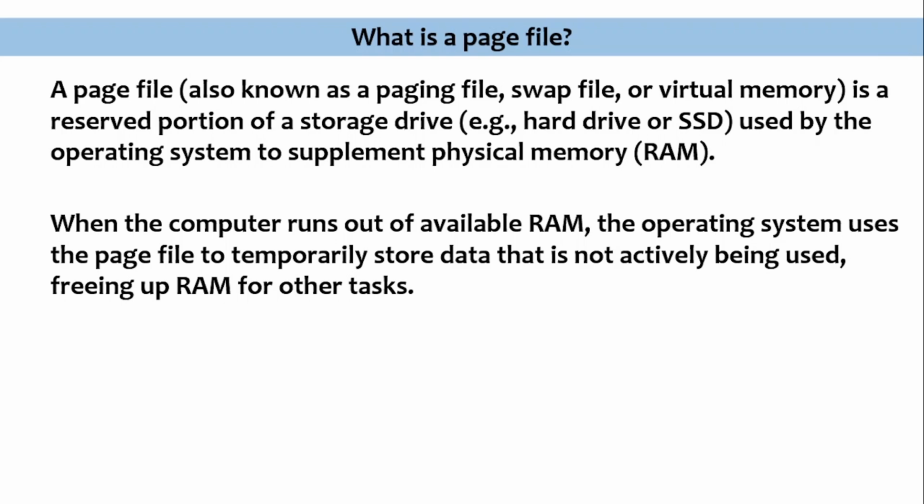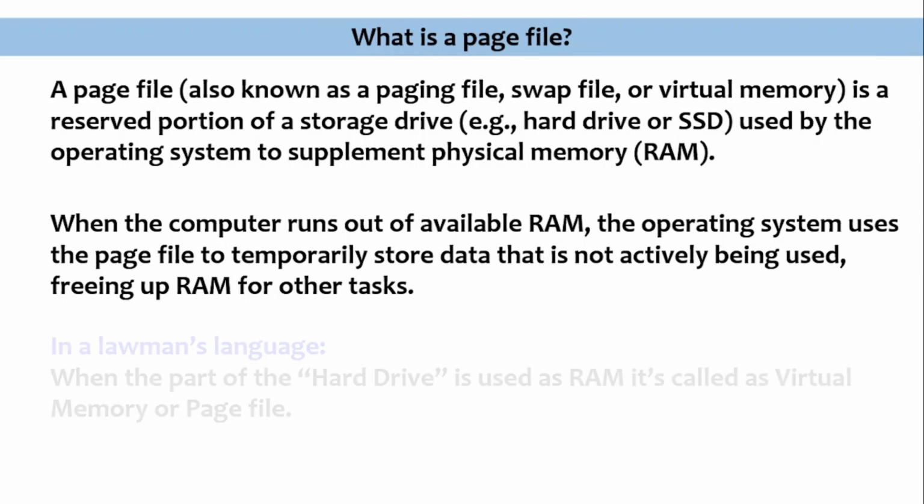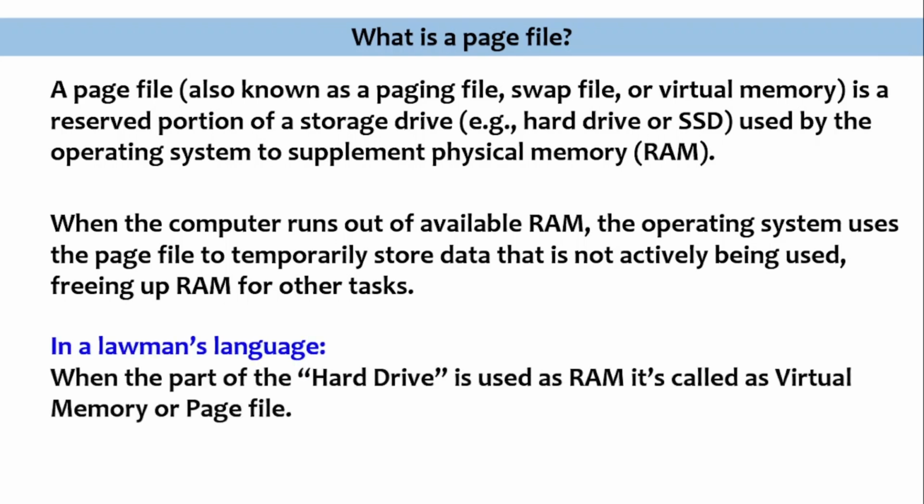So when the computer runs out of available RAM, the operating system uses the page file to temporarily store data that is not actively used, and it will definitely free up the RAM for other important tasks. And in layman's language, when part of the hard drive is used as RAM, it's called virtual memory or page file. So it's pretty straightforward.